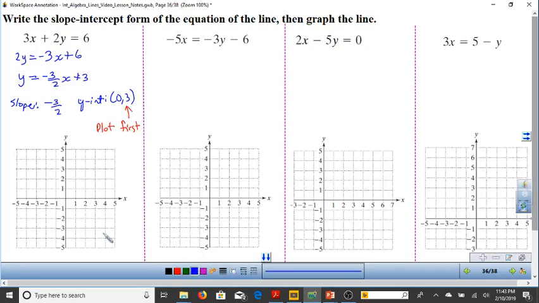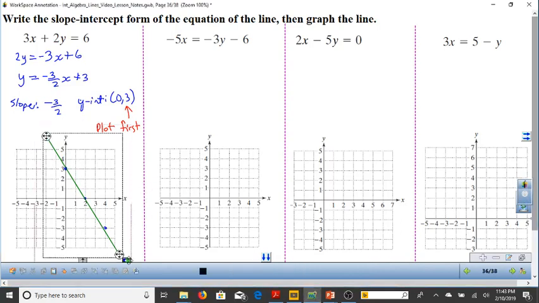So we're going to plot 0, +3. And then using the slope, I will go down 3 units to the right 2 units. Down 3 units to the right 2 units. And once I have those guys, I can now graph my line. Hopefully I can graph it properly here. Almost, but you get the idea.